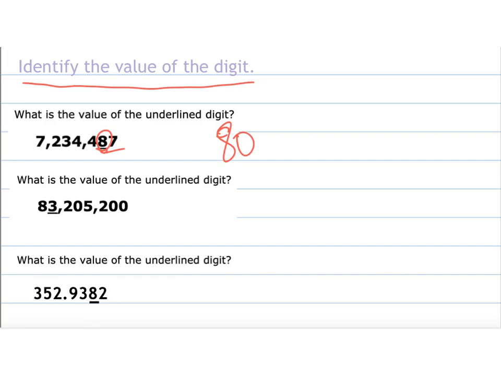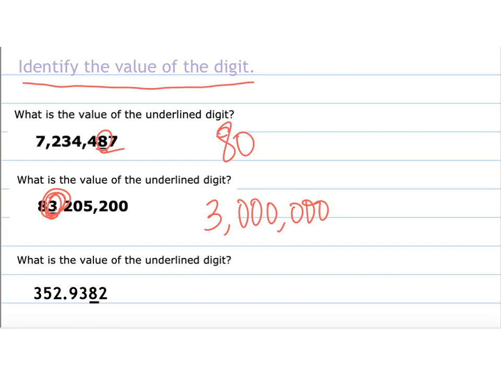Okay. The next one, the value again, same thing. So we're looking at this 3 here. It's not just worth 3 because it's in the millions place. So it's actually 3 million because that's where the place is. So therefore its value, or its worth, is 3 million.